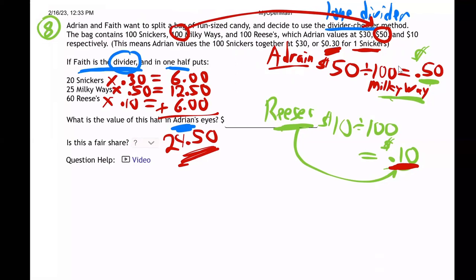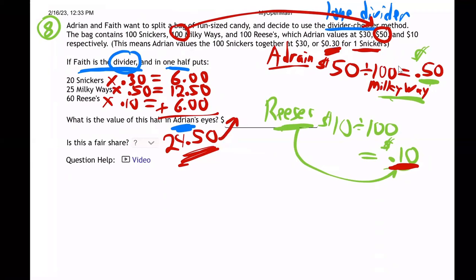So again, they told us 30 cents each for the Snickers, so I multiplied 20 Snickers by 30 cents. And 50 cents each for the Milky Ways, so I multiplied that by 50 cents. And 10 cents each for the Reese's, so I multiplied 60 by 10. Added all those up. He thinks that whole pile of candy is worth $24.50. That would be the answer that goes right here for Adrian. That's what he thinks all that candy is worth, $24.50.